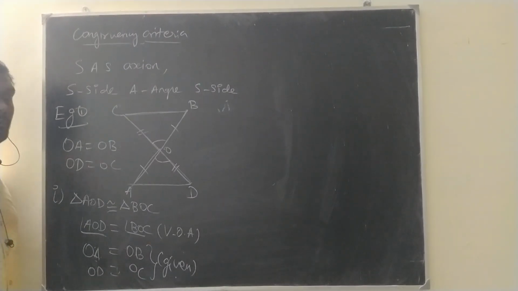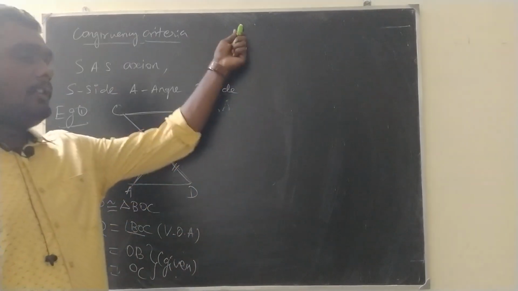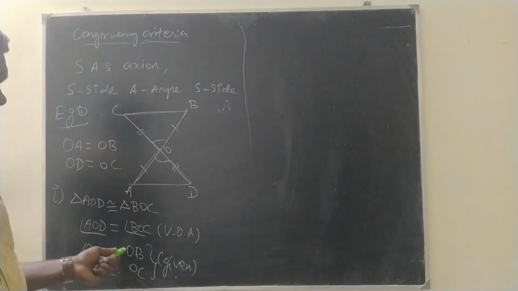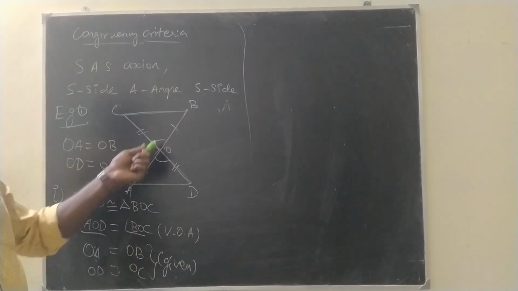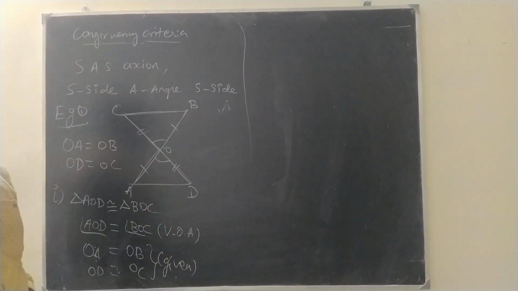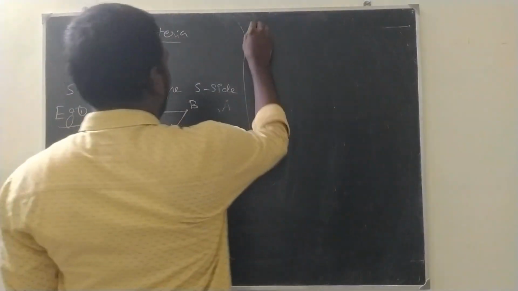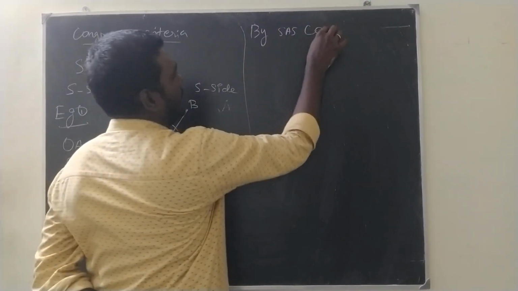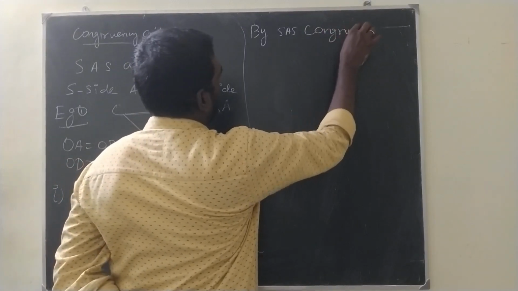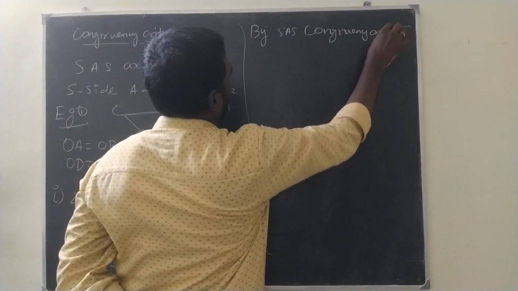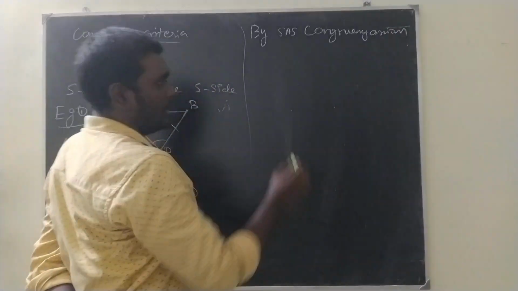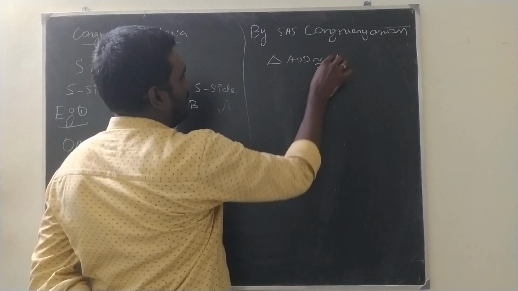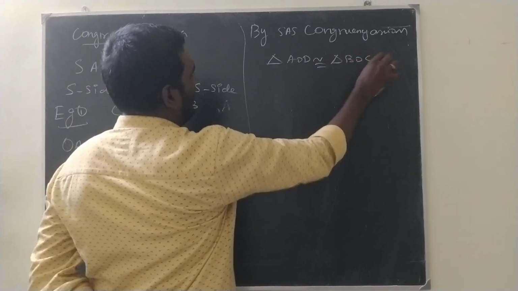So as we have talked about this earlier, we don't need to check all the things. Just this 3 is enough, in which two sides and the angle common to the two sides. So by SAS congruency axiom, we can say this triangle AOD is congruent to triangle BOC.